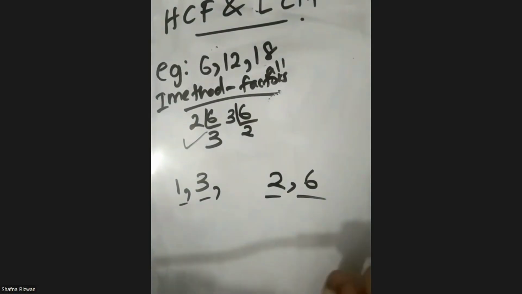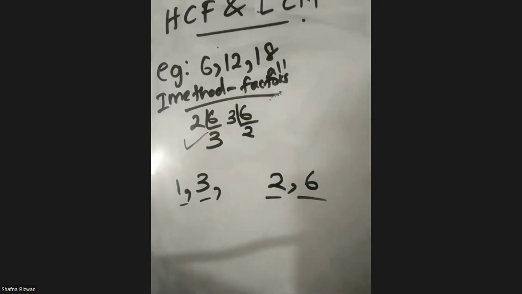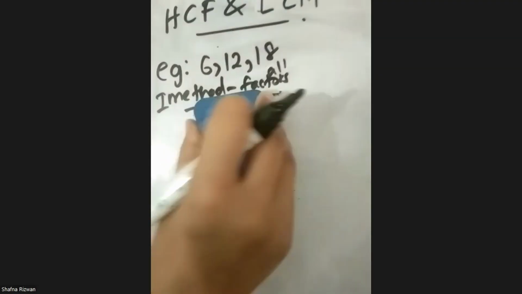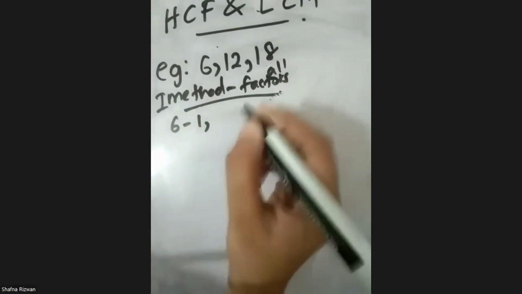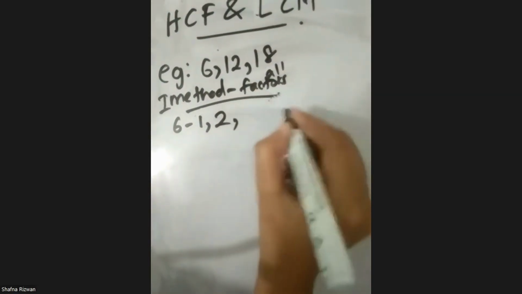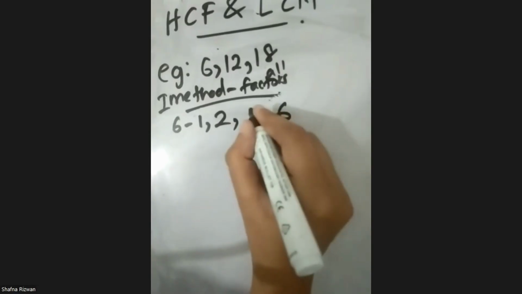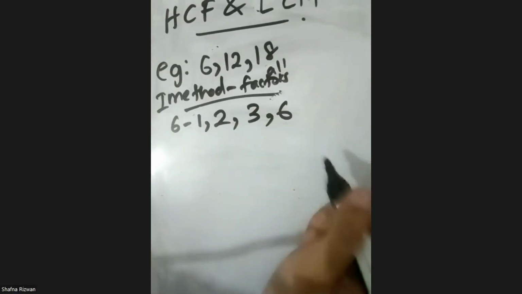Now we already got the factors. Let's erase it and write it separately. What are the factors that you have? 1, 2, 3 and 6.